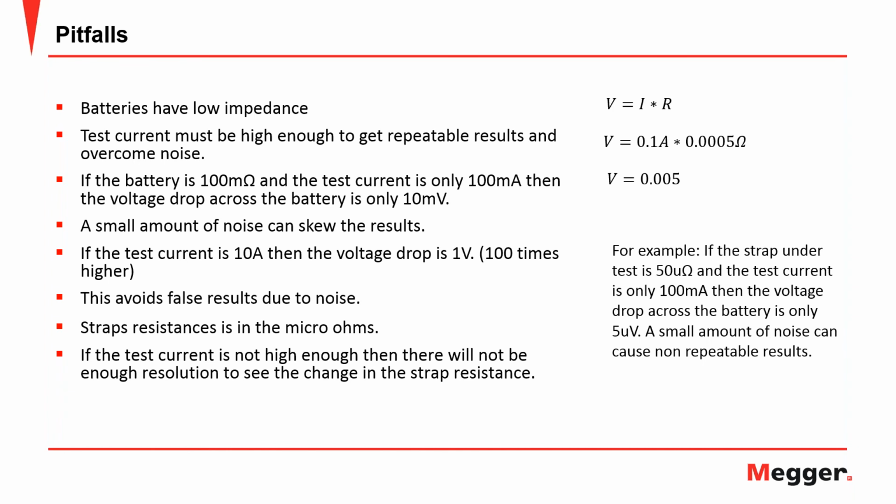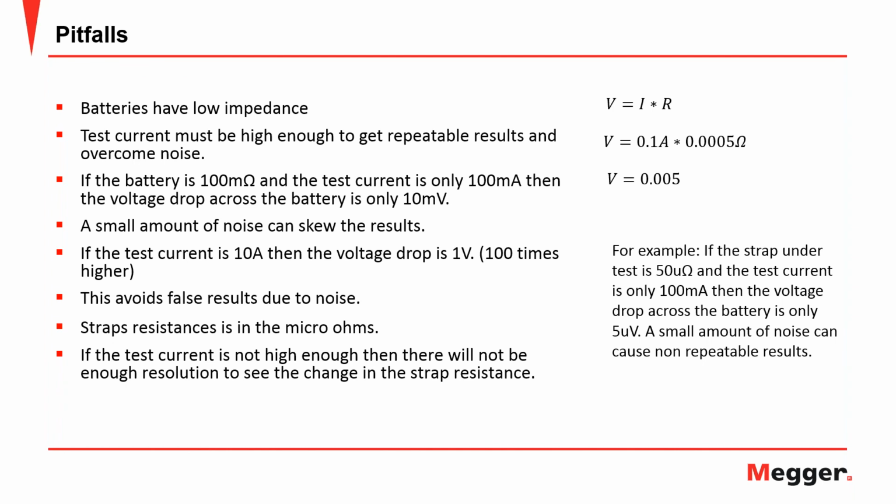If you have something that's putting out 10 amps, then the voltage drop is 1 volt, so 100 times higher. So this can help avoid those false results. Also, if you're dealing with straps, think about it. You don't want to try to test a micro-ohm measurement using 100 milliamps. You're going to have no resolution, and you're going to see no changes in those straps. They're always going to look good, even when they're not.